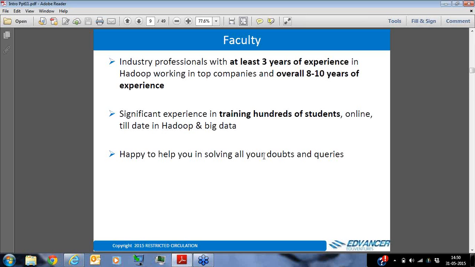So our faculty are some of the best in the industry today. They have a lot of industry experience, a lot of hands-on Hadoop experience, and they have a lot of experience in terms of training people also. So a kind of dual benefit is what you get from Edvancer's faculty.